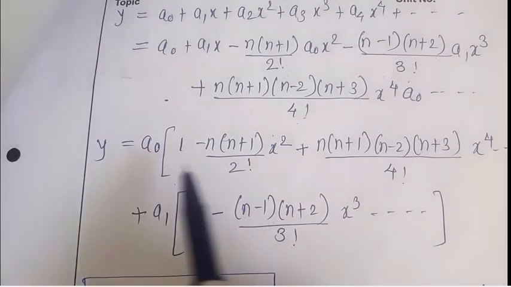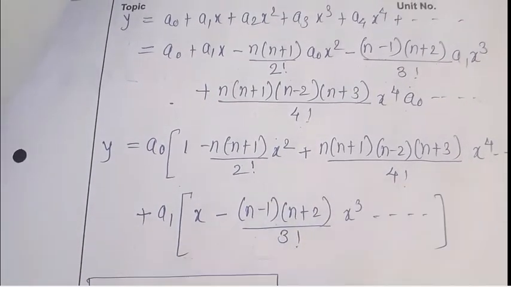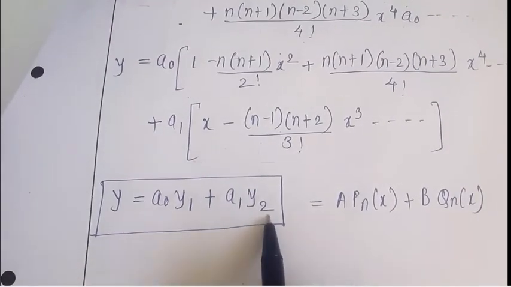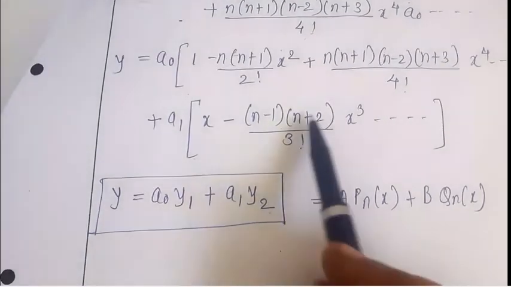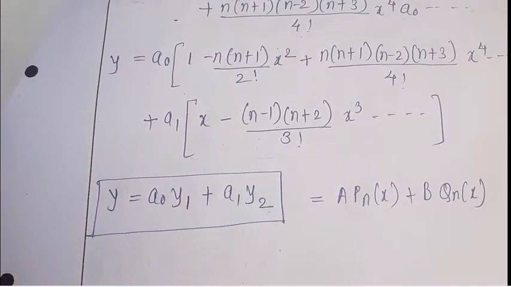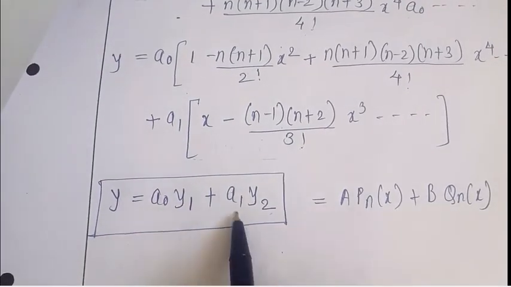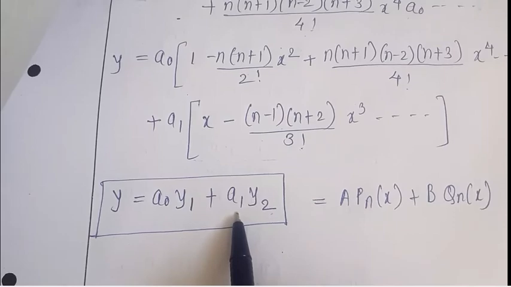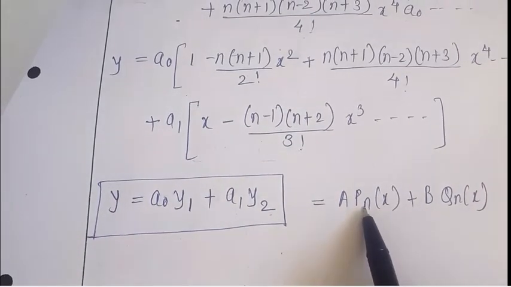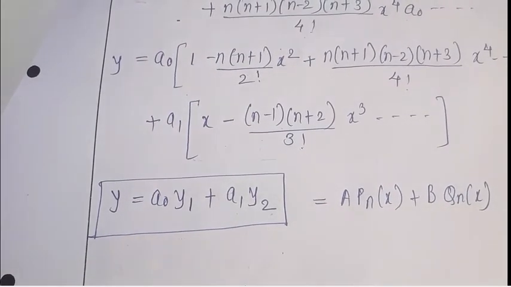So we got these two brackets. The first bracket we denote by y1 and the second bracket by y2. So we obtained the final solution y equal to a0 y1 plus a1 y2. If we simplify the first and second brackets further, after substituting particular values of a0 and a1, we obtain the solution in terms of Legendre's function, which is a times Pn of x plus b times Qn of x.